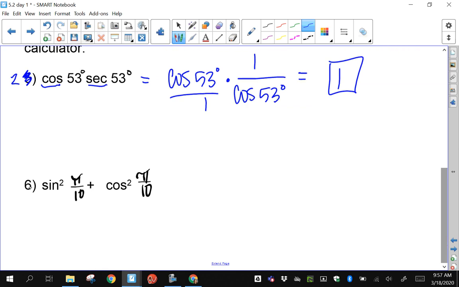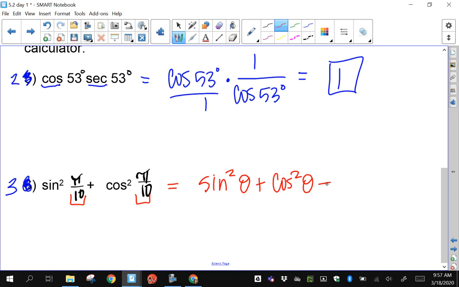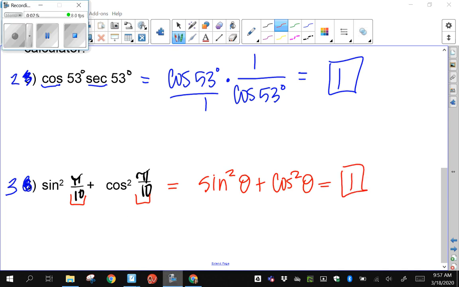Next, sine squared of pi over 10 plus cosine squared of pi over 10. Pi over 10 is not one of our special spots on the unit circle, so that might be tough for us to figure out without a calculator. But if you notice, both of these angles are the same, so essentially I'm saying sine squared theta plus cosine squared of the same theta, and we know that that thing has a value of 1 according to our identities.